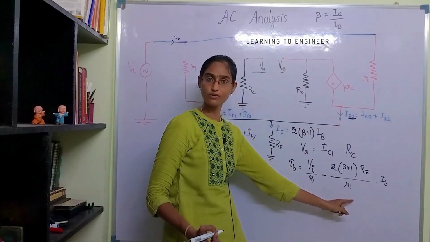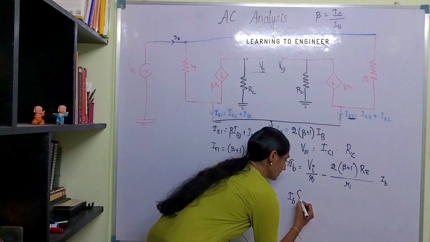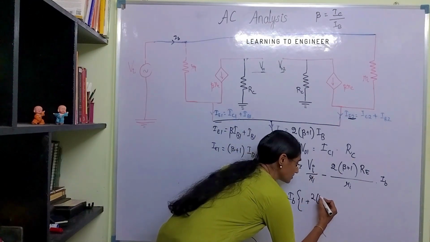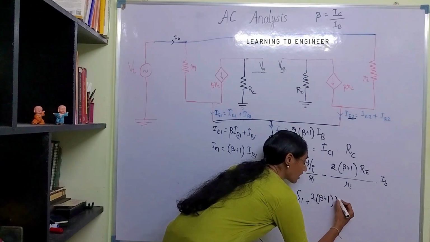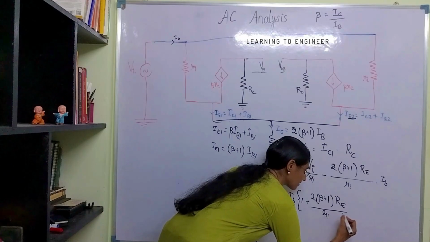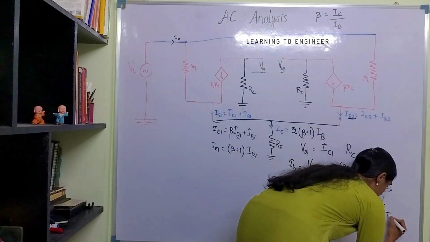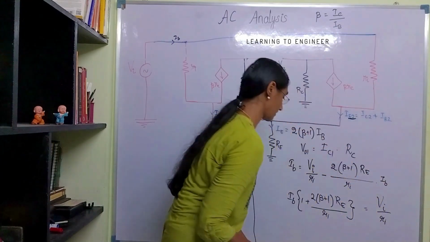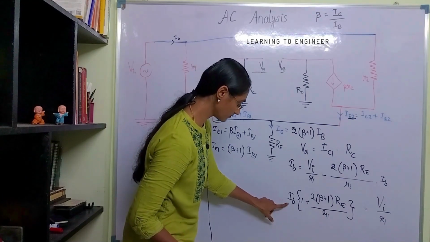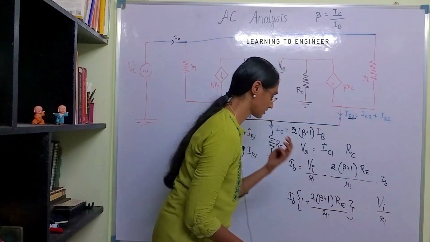So let us take the value of IB to one side and we will get IB into 1 plus 2 times beta plus 1 into Re divided by Ri. So this is equal to the input voltage divided by the resistance Ri, okay. So we will simplify and find out the value of IB, okay. So to have this term alone, we will isolate IB and put all others to the other side.